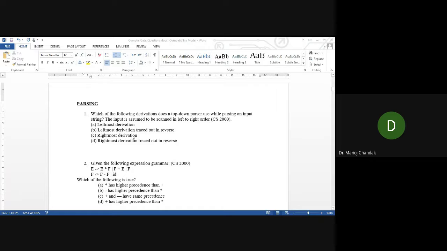Leftmost derivation it will be, rightmost is not used in English. So what is used in English? It is always leftmost derivation. Okay, because you are using the English language for writing your programs.